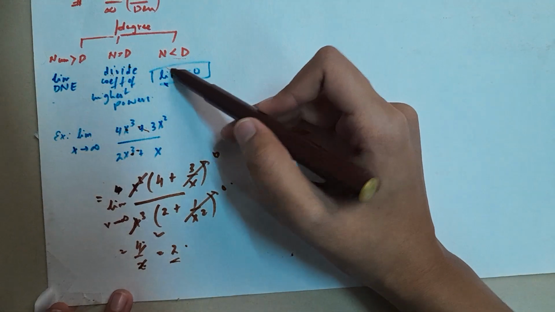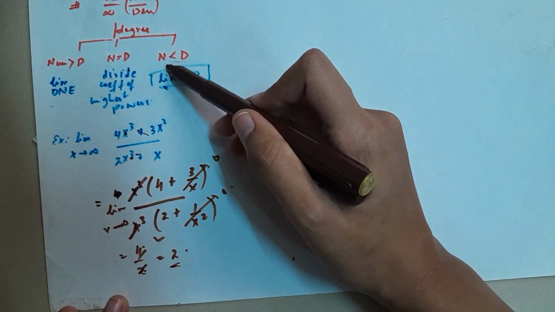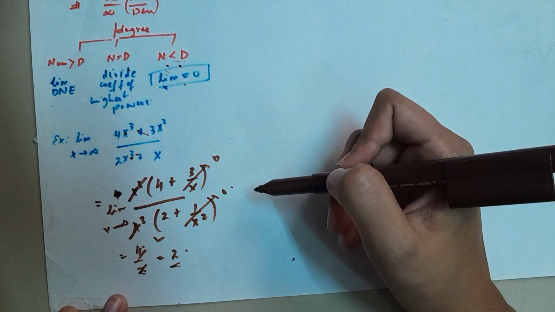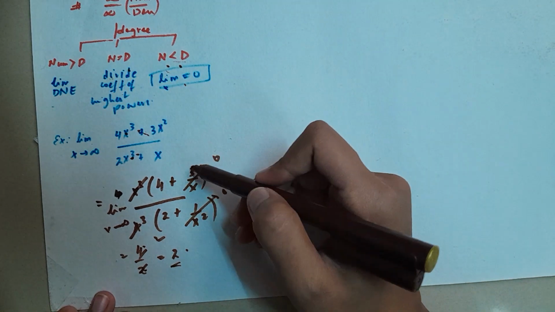And when the degree of the numerator is less than the degree of the denominator, the limit becomes 0. Why? Okay, same logic.